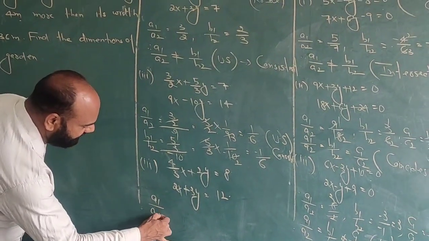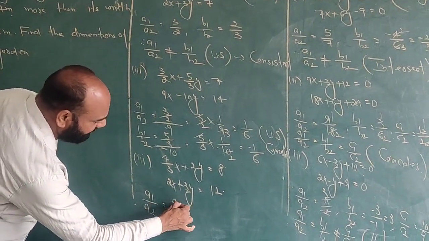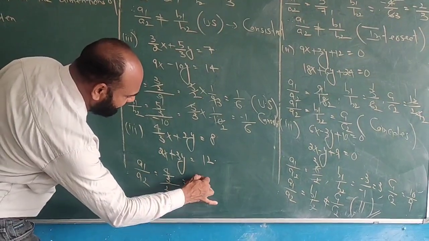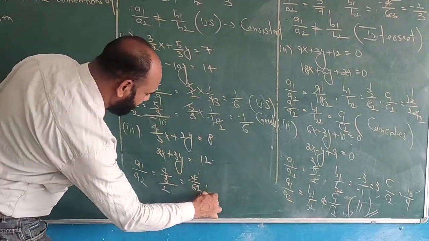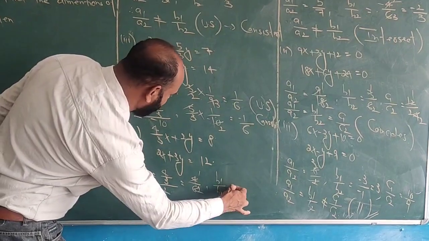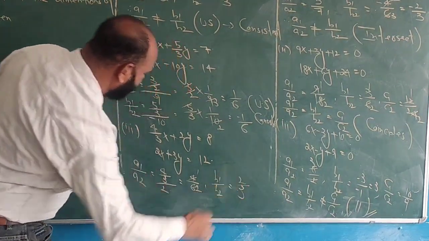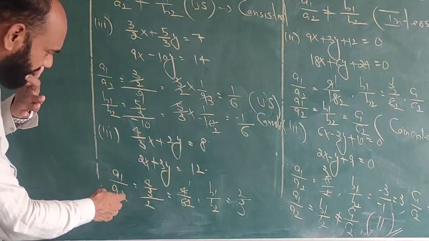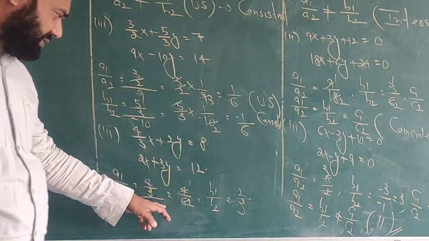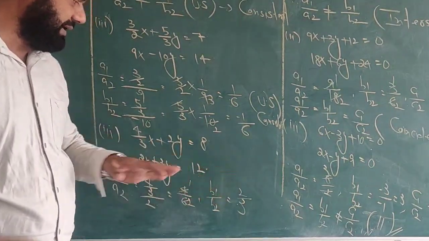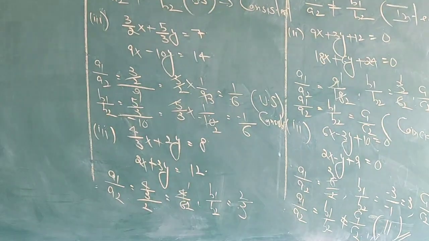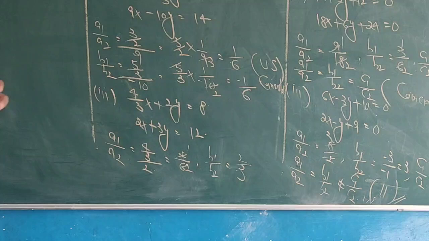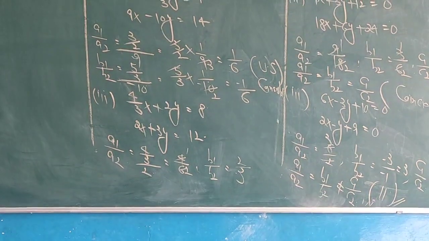Now again in the third part, a1 upon a2, 4 upon 3 divided by 2, which is equal to 4 by 6, and after solving, 1 by 2. Again b1 upon b2, this is 2 by 3, and we check here also, a1 upon a2 is never equal to b1 upon b2. So here also the system of given equation has a unique solution, and which is also consistent.